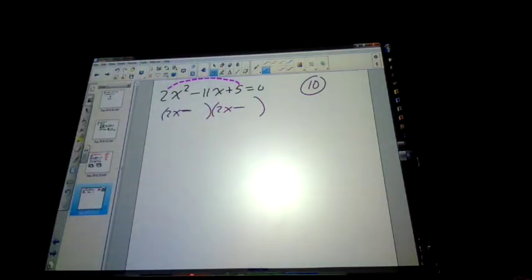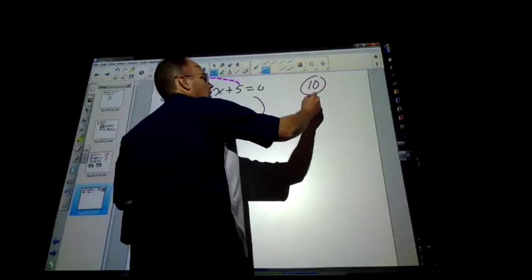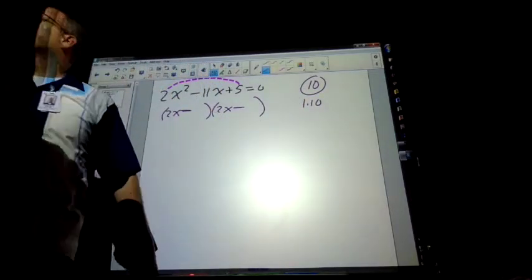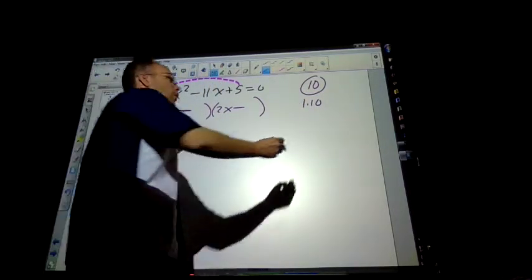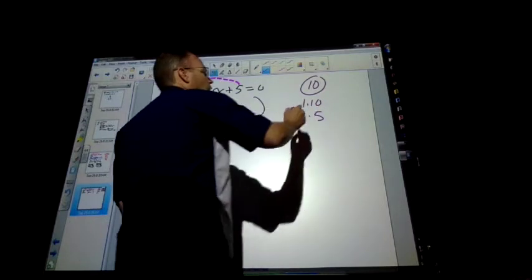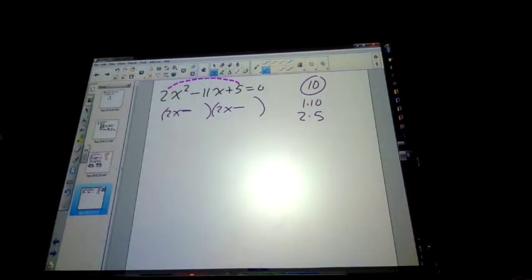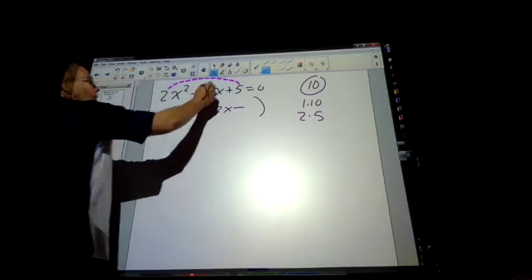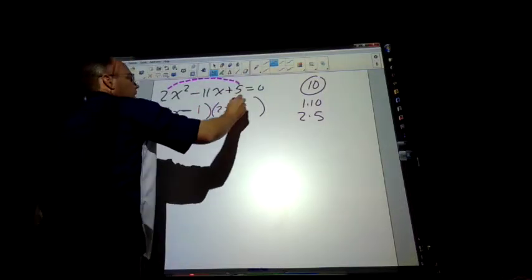Okay, so think about it. If I were to do the FOIL, the last term would be the two last terms. A negative times a negative is going to come out to a positive to give us this positive 5. So the factors of 10 are 1 and 10, and what else? 2 and 5. They both have to be negative, so it doesn't matter the order you stick them in. Which of those, when I add together, would give me negative 11? 1 and 10. So I have a 1 here and a 10 here.